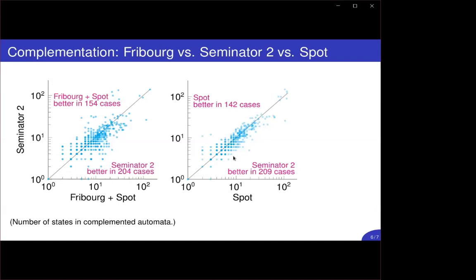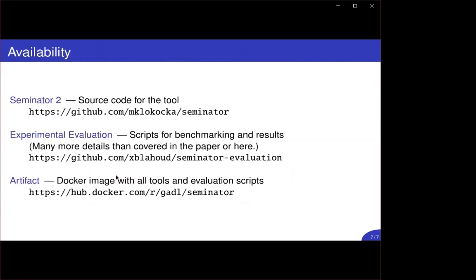In both cases, by just counting the number of dots below the diagonal, you can see that Seminator performs slightly better, but there are still many dots on both sides of the diagonal, so the conclusion is similar. None of these complementation algorithms is useless, and all of them can be improved. To finish, you may download Seminator 2 or its experimental evaluation from GitHub, and on Docker Hub you may find a Docker image with Seminator 2, the evaluation, and all third-party tools installed.